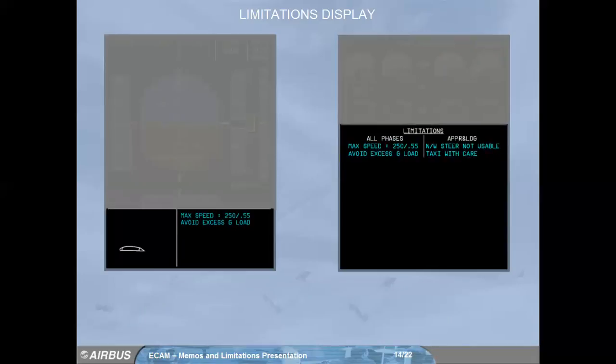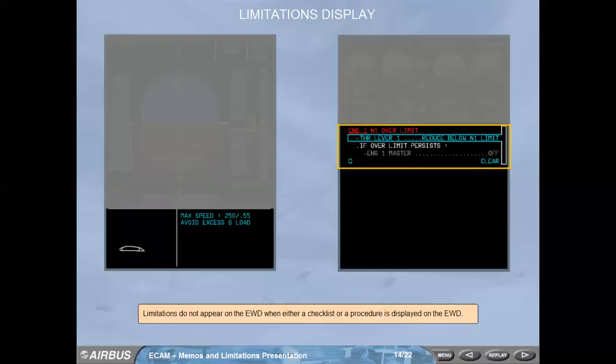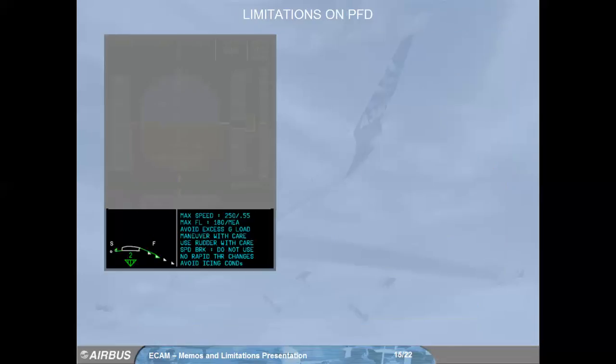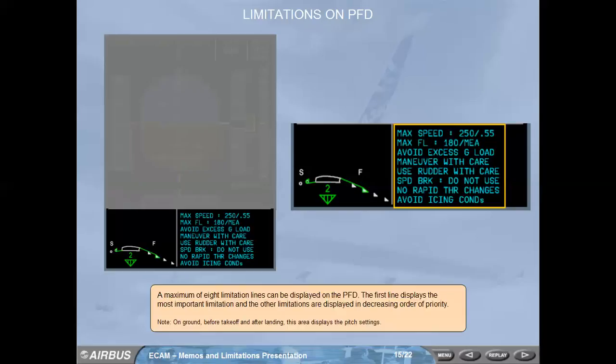Limitations do not appear on the EWD when either a checklist or a procedure is displayed on the EWD. A maximum of 8 limitation lines can be displayed on the PFD. The first line displays the most important limitation, and the other limitations are displayed in decreasing order of priority. Note, on ground, before takeoff, and after landing, this area displays the pitch settings.